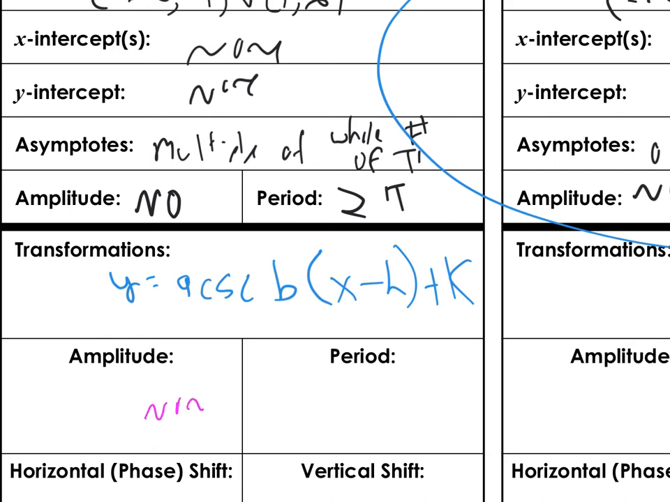There's none. We said there was none. What's the period? 2 pi over B. Yes, the period will still be 2 pi over B.